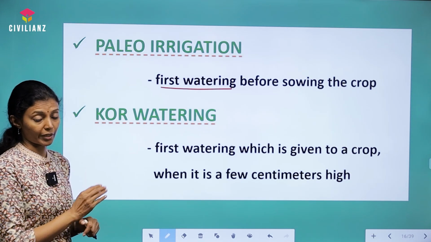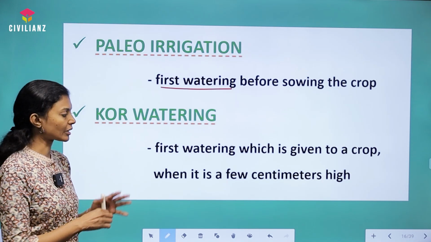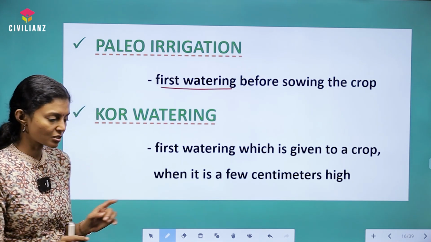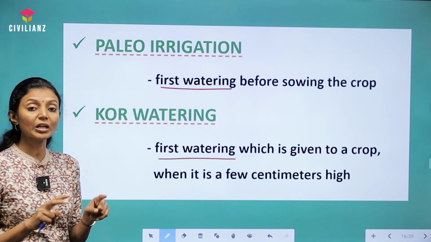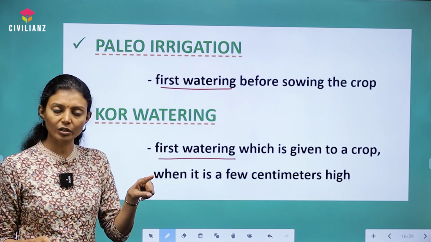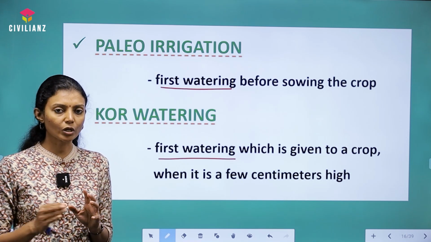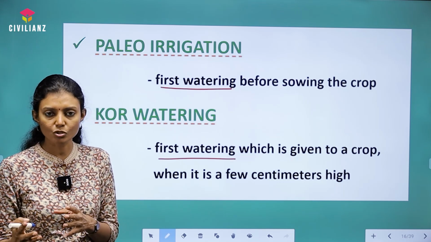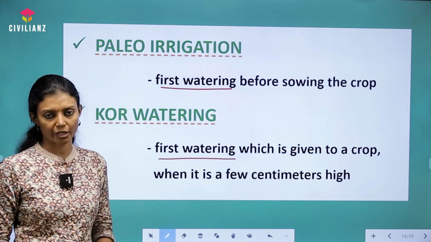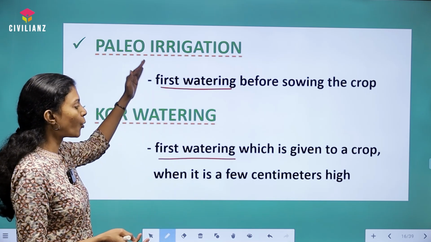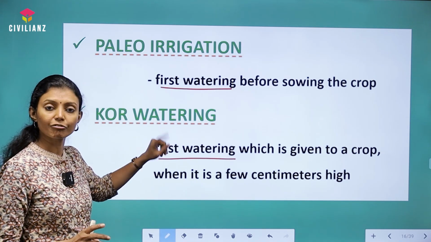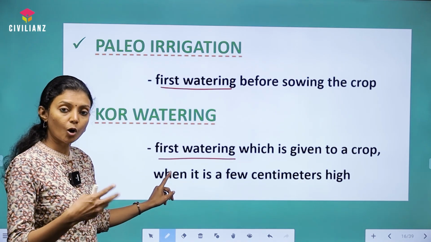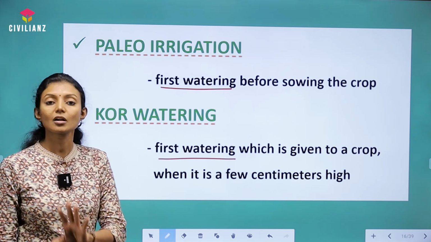So what about core watering? Core watering is the first watering which is given to a crop when it is a few centimeters high. So the difference is both are first watering but during different stages. Paleo is the first watering given before sowing and core watering is the first watering given when the crop has been a few centimeters high. That is after sowing, when the crop comes out, you are giving the first watering. So don't confuse between these two terms. One is before sowing the crop, that is called paleo, and one is when the crop is a few centimeters high, that is known as core watering.